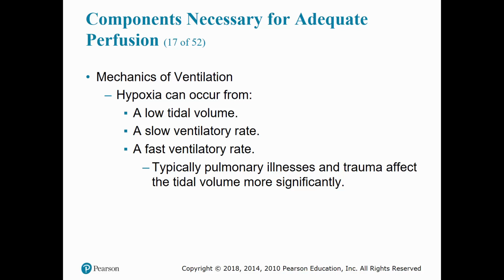Ventilatory rates of 40 per minute or greater in an adult patient and greater than 60 within a pediatric patient are too fast to be sustainable or to allow adequate time for a normal tidal volume. And generally speaking, whenever an illness or injury affects the lungs, it typically causes a change in the tidal volume, which thus causes a reflexive increase in the respiratory rate.